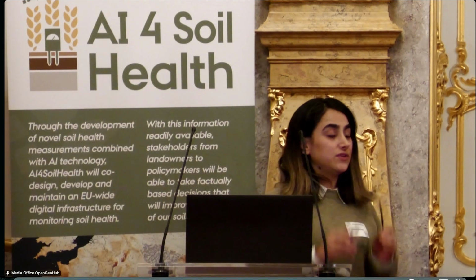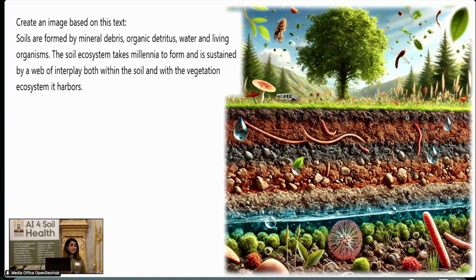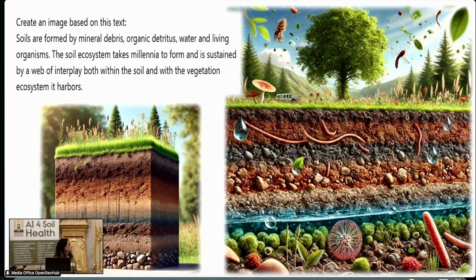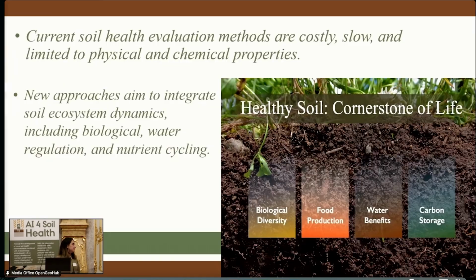First, because we are at an AI conference, I asked ChatGPT to create an image based on this definition of soil: that soils are formed by mineral debris, organic residues, water, and living organisms. Of course, we know that in reality, soil is not like that, especially the water. I also asked how soil forms, or soil formation. That's why it shows me this beautiful soil profile section in a natural setting. But we know in reality that soil health is not like that.